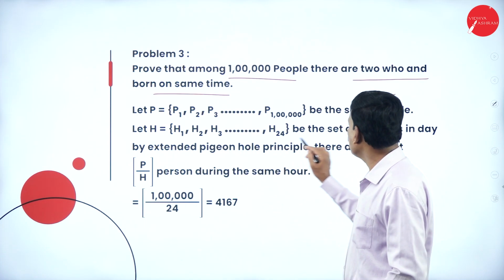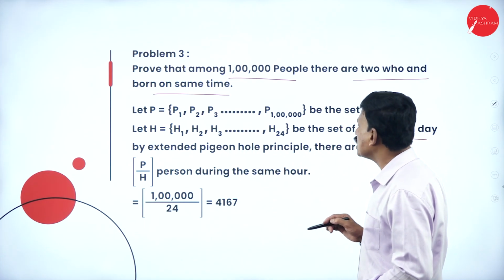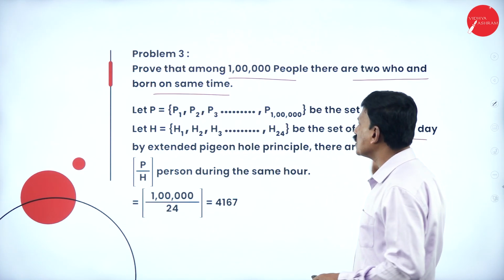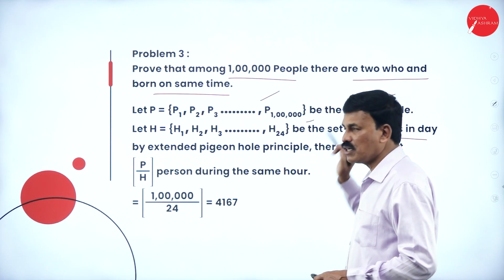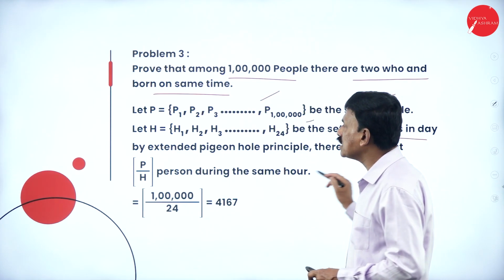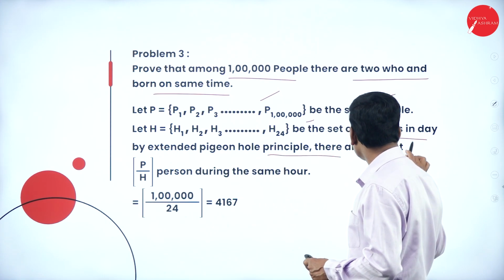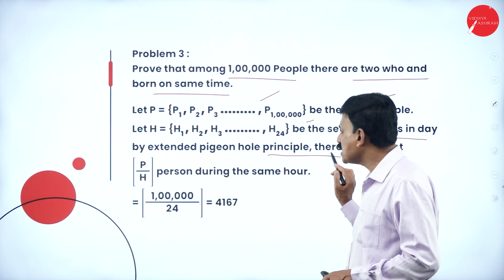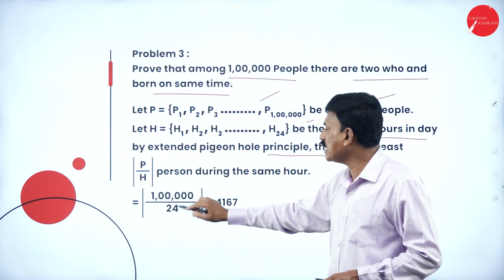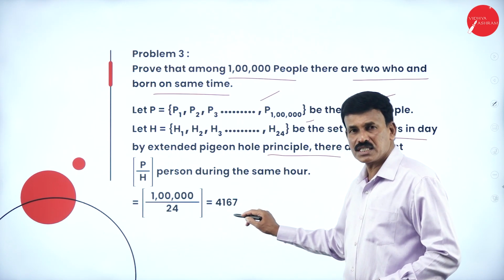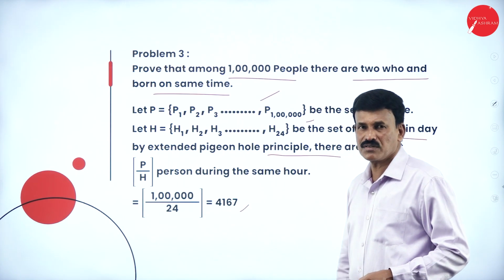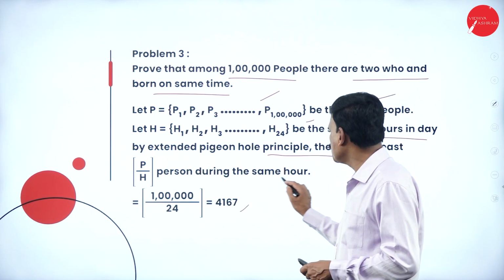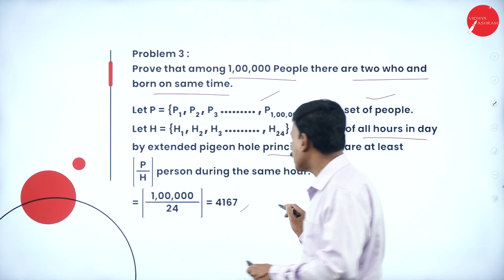Let H be the set of all hours in a day, that is H1, H2, and so on, 24 hours in a day. So 1 lakh people, and how many hours are there? 24 hours in a day. By extension of the pigeonhole principle, there exist at least P by H persons born during the same hour. That is 1 lakh divided by 24. If we divide, that is nearly equal to 4167 persons per hour.